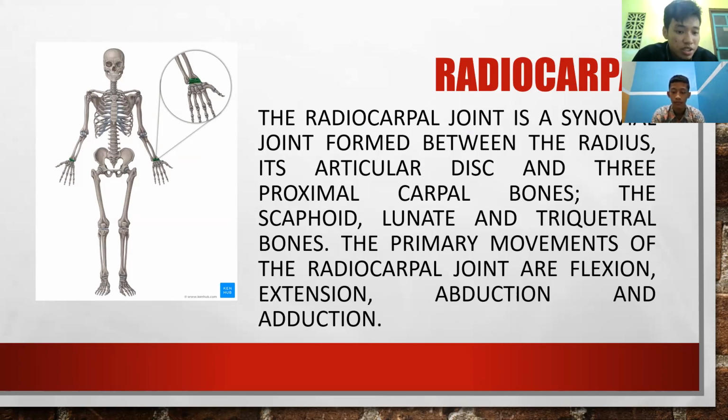In the radiocarpal joints, the large concave facet located on the distal end of the radius directly articulates with the scaphoid and lunate bones. The articulation between the distal radius and triquetral bones is indirect, and it is facilitated via a biconcave articular disc. The primary movements of the radiocarpal joint are flexion, extension, abduction, and adduction.